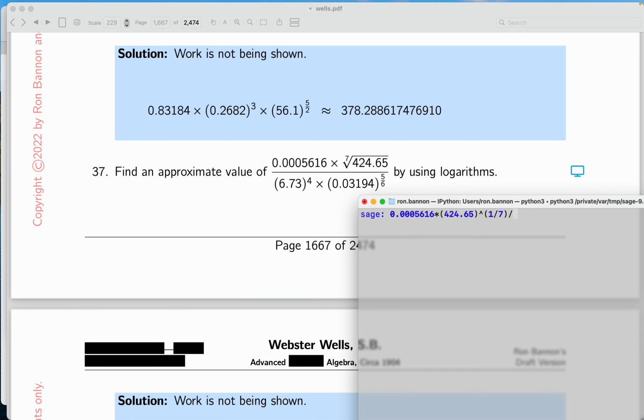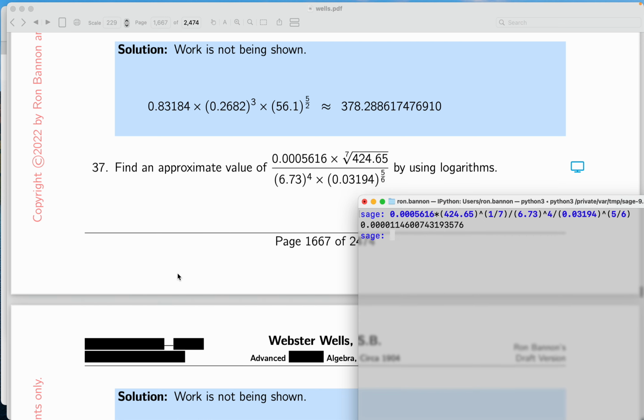But then we're going to divide by, let's type this in, 6.73. And that's going to be to the fourth power. We're also dividing by, which common error students will say they're multiplying by that. No, you're dividing by that number. What number are you dividing by? 0.03194 to a power, and that's the 5/6 power.